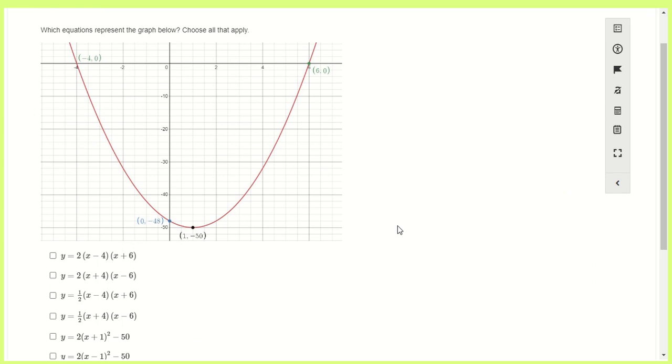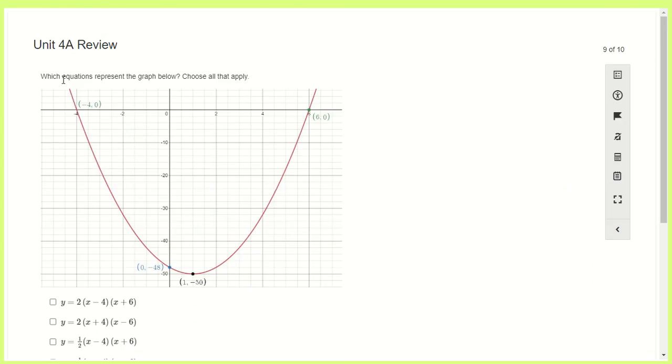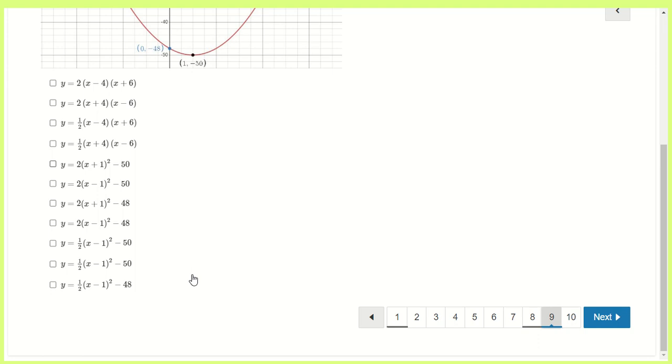This last one, previous to last one, it's a graph given to you, and they're asking you to select which equations represent this graph below. So this graph is giving you the x-intercepts and the y-intercept, along with also the vertex. So this one, I believe it gives you all the two types that we did, the intercept form and the vertex form.